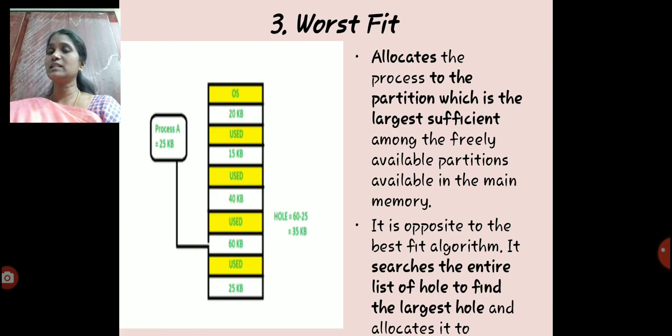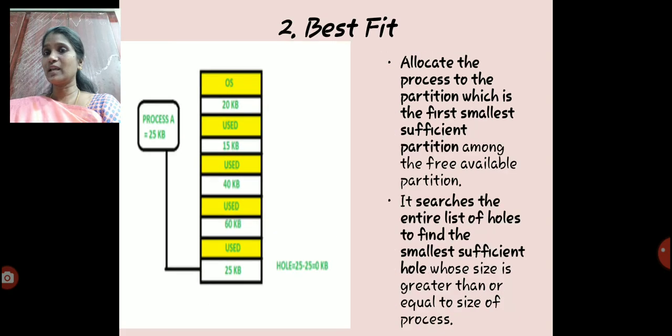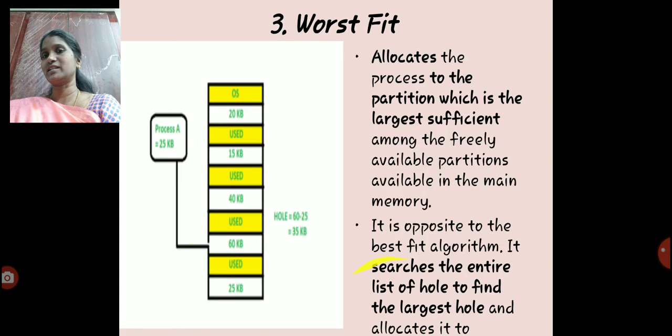And then the third one is worst fit. When best fit sees the smallest sufficient partition, worst fit sees the largest partition. When it encounters the largest partition, that partition will be allocated to the awaiting process. See the same example we take here also. It scans from the beginning to the end. 20 KB it skips, 15 KB it skips, 40 KB also it skips.